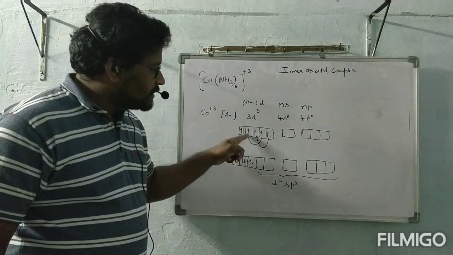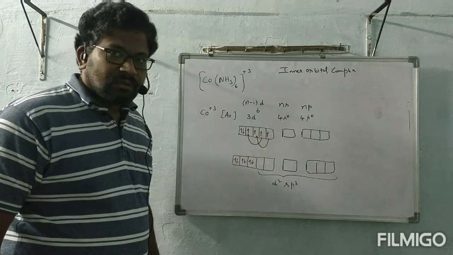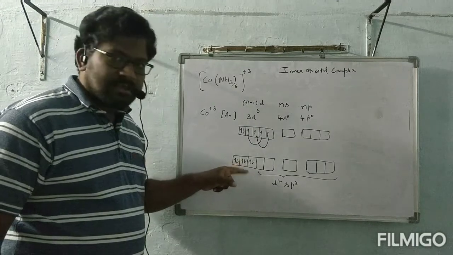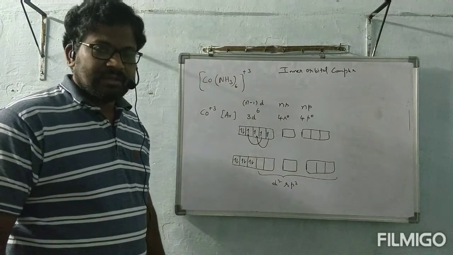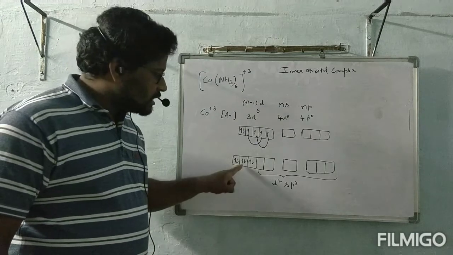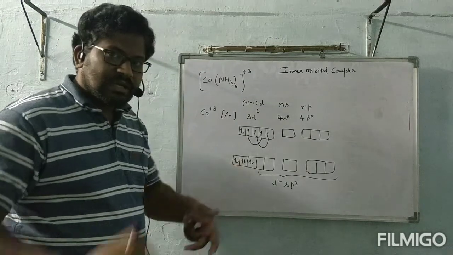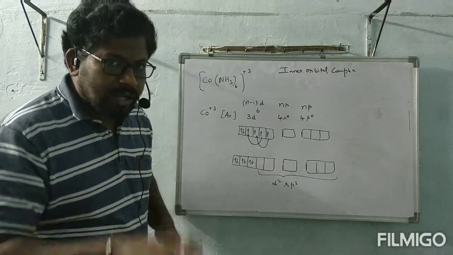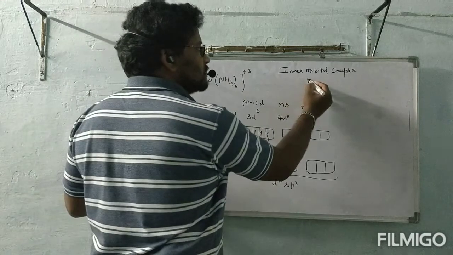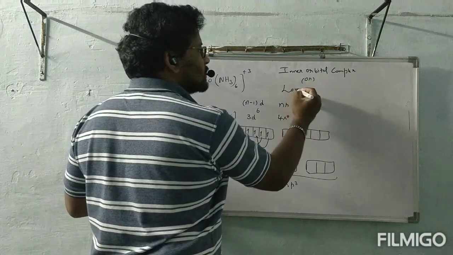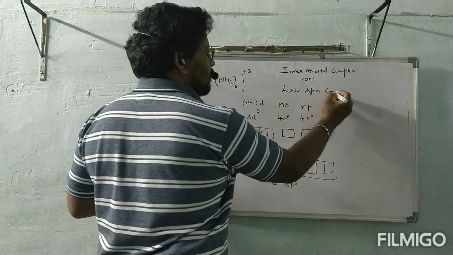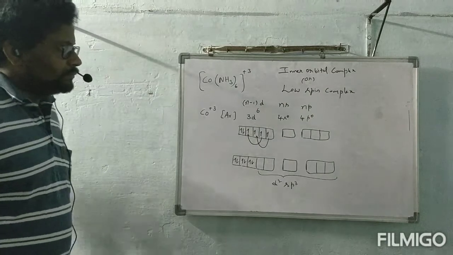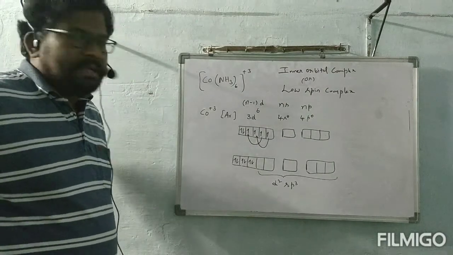Previously four half spins were there. Now one spin is cancelled with another spin, because they spin in opposite directions, one clockwise and the other anti-clockwise. What happened to the spin? It is cancelled, so the spin is lowered. That's why this is also called a low spin complex.